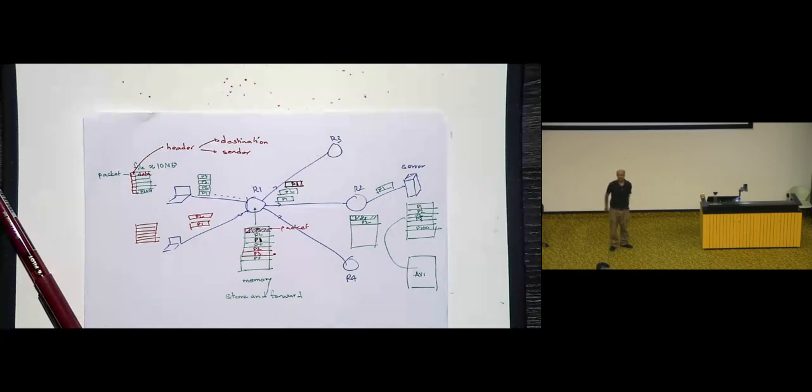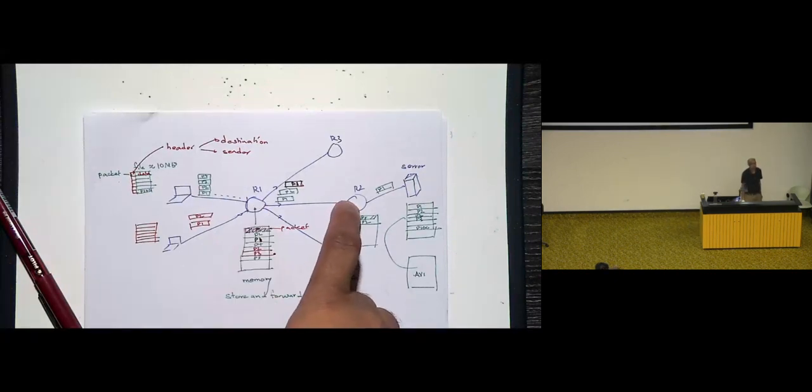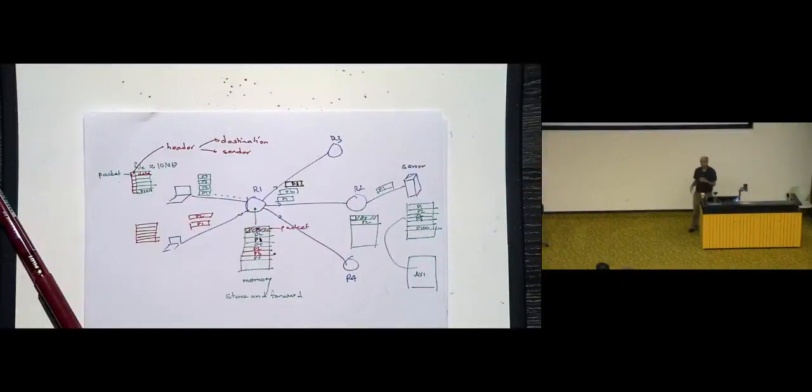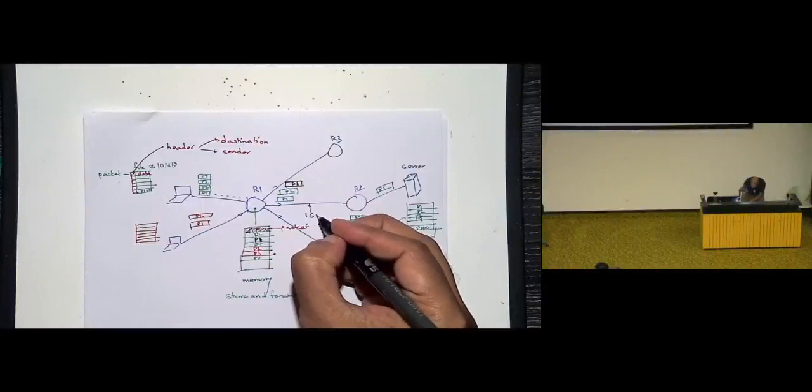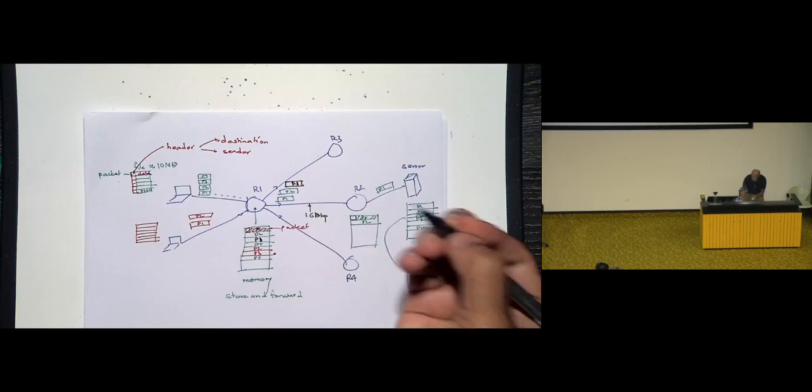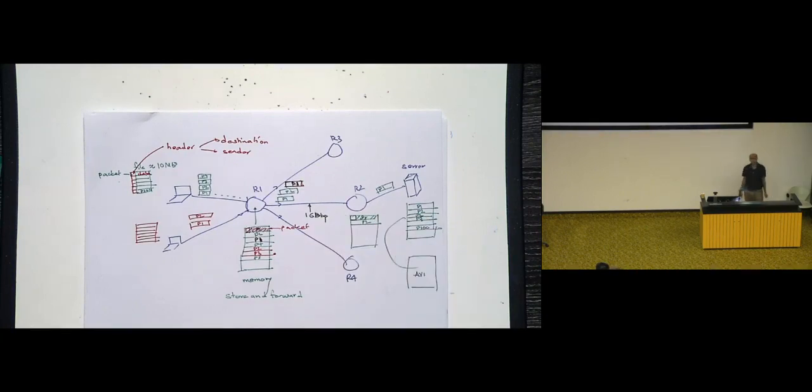Now let's take things a bit further, right? This is the cable between R1 and R2, let's say. You could say, oh, I have an optical fiber, whatever. But no matter what you have, it has a finite capacity, right? Let's say this particular link can do bits, bytes, whatever you want to do, 1 Gbps.